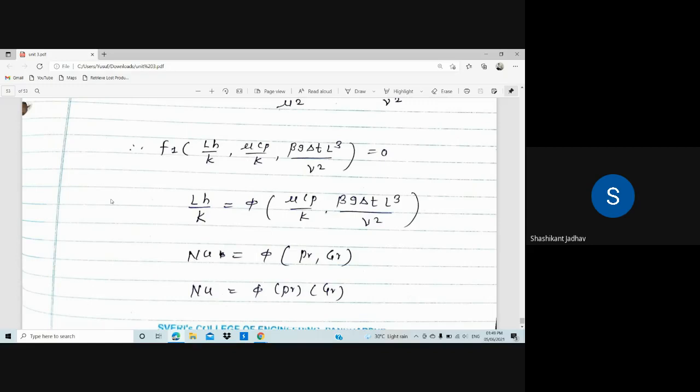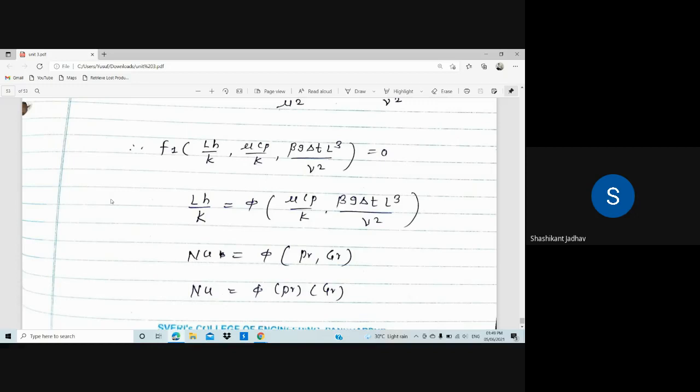Okay, so as we know, among the dimensionless numbers, hL by k is nothing but the Nusselt number. So instead of hL by k, we write the Nusselt number. Then mu Cp by k is nothing but the Prandtl number, and beta g delta T L cubed divided by nu squared is nothing but the Grashof number. Already we have written the equations for the dimensionless numbers. So from that we get the equation: Nusselt number is equal to a function of Prandtl number into Grashof number.